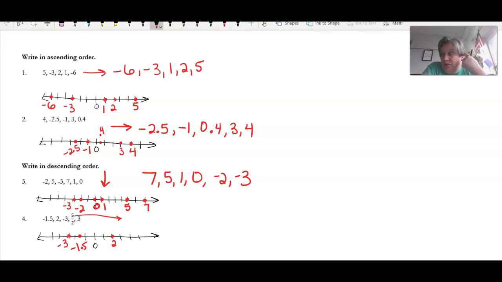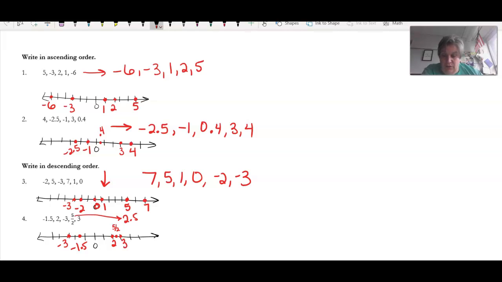5 divided by 2? Well, you can use your calculator to figure that out. Some of you might know what it is. It's 2 1/2, which means it's 2.5. So that means I go halfway past 2. Now here's the thing. I know that it's 2.5, but you need to write what the original thing was, which was 5/2. So you can't change it. You need to write what the original was. Even though you found out what it is as a decimal to help you graph it, when you write it in order, we're going to write the original.